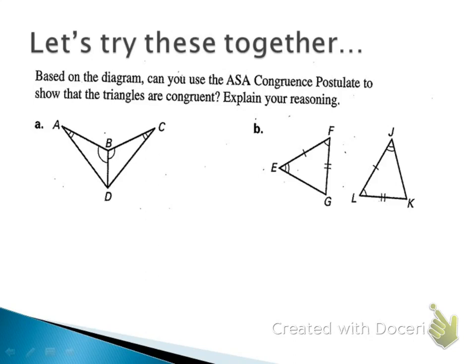So these two are just some examples I want to look at. You're not required to write these in your notes. But the directions say, based on the diagram, can you use angle, side, angle to show that the triangles are congruent? Just like the other day, you don't really need to explain your reasoning. Either you can use it or you can't. That's as much information as I need.